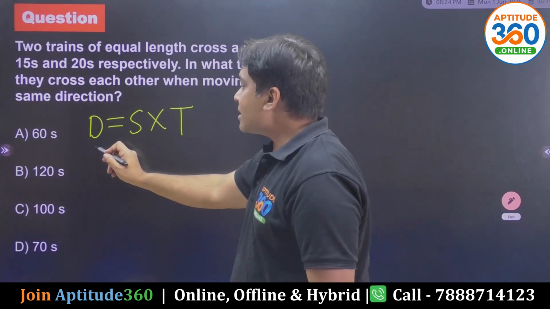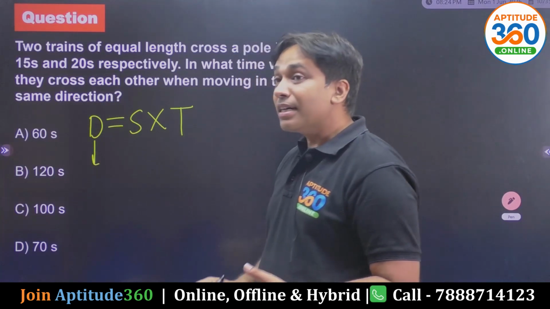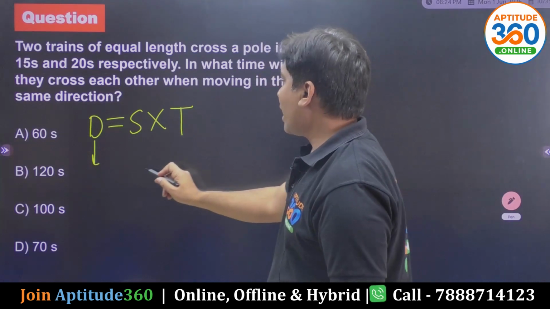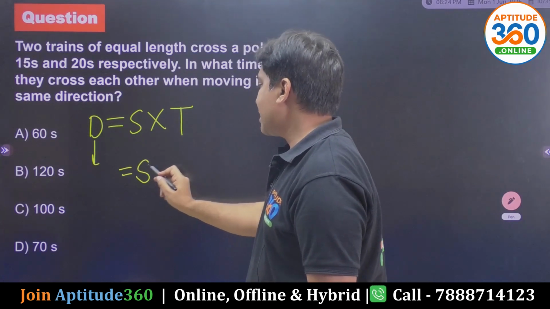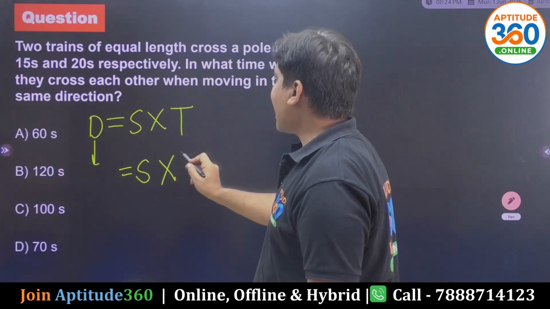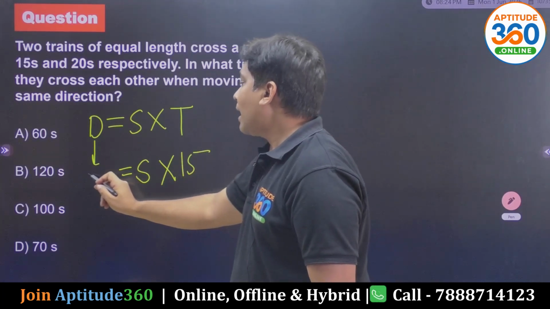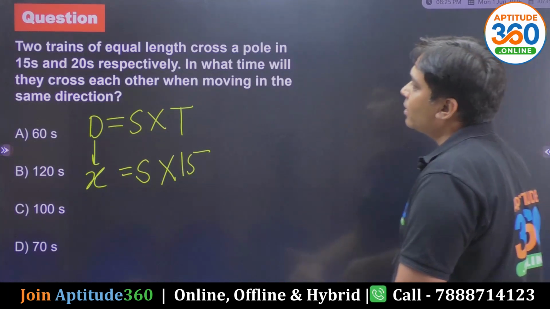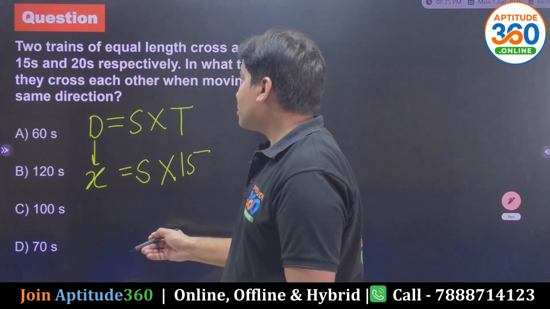So the total distance that the train is going to cover is going to be its own length. What is the speed? We do not know what is the speed. So I'll take that the speed is s, right? And time is 15 seconds. And let the length of the trains be x.